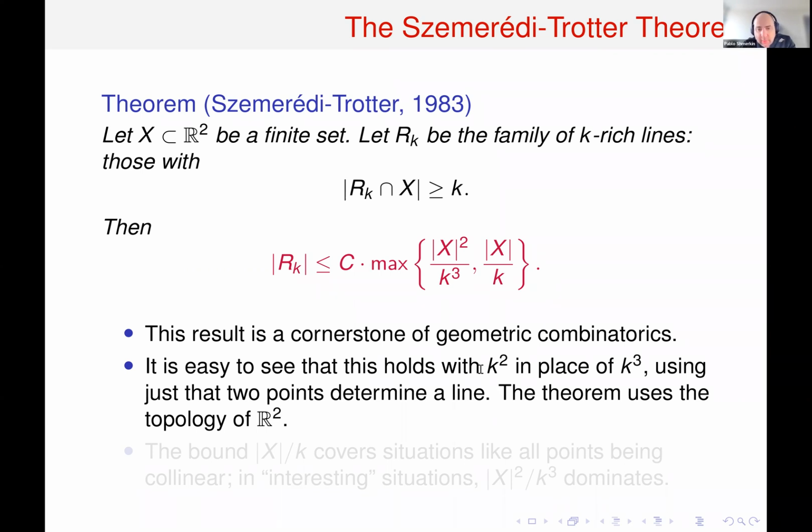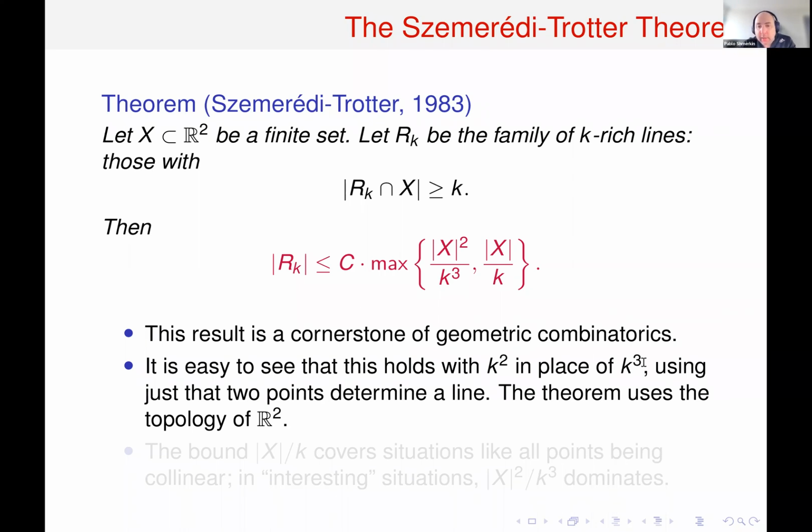What is easy, and in fact it is an exercise that you may try to do after the talk, is to show that the bound holds with size of X squared divided by K squared, with a 2 instead of a 3 in the denominator. And this just uses the fact that two points determine a line. This is a very general phenomenon that holds in many other spaces where you have some concept of line and some concept of points. As long as two points determine one line, you will have the bound size of X squared over K squared for the number of K-rich lines.